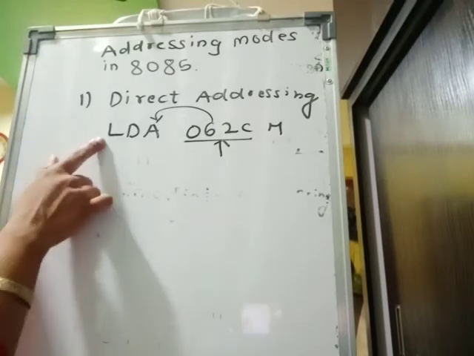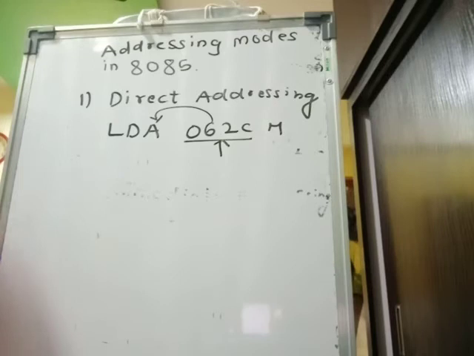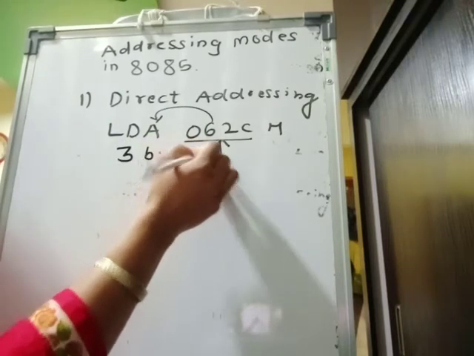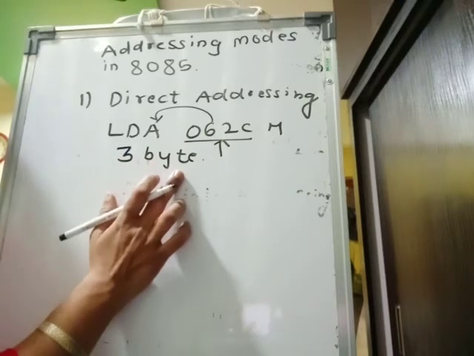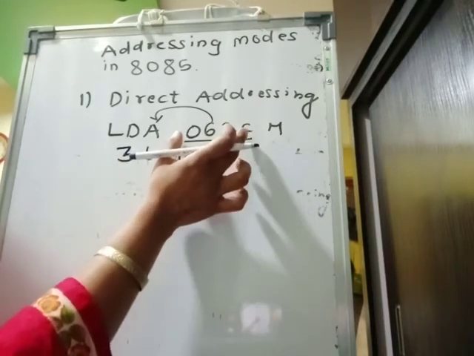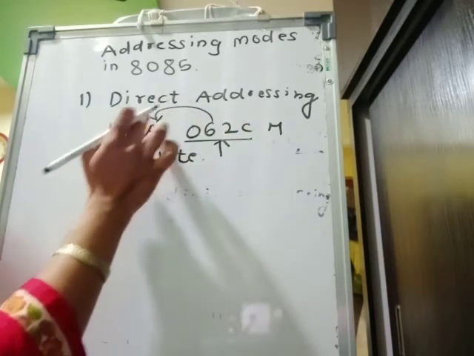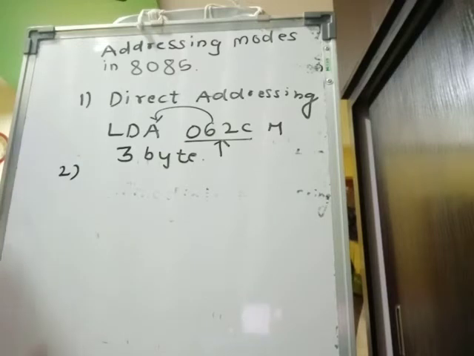The instructions coming under this direct addressing mode are 3-byte instructions. Most of the instructions of this addressing mode are 3 bytes, because the data contained in this memory location will be loaded directly to the accumulator. It never requires another register.